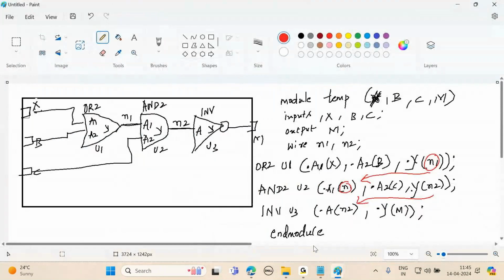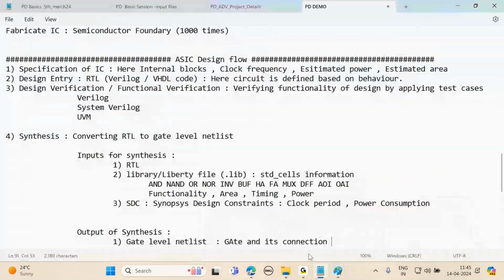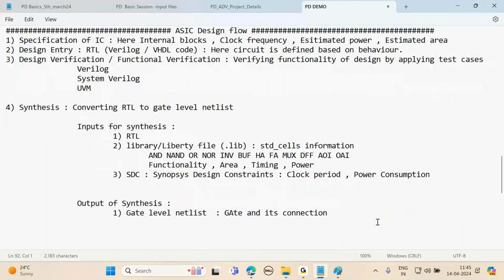Yes, sir. So after synthesis, I will get this gate level netlist. So now my design is in what form? After synthesis, my design is in gate level form. Right?